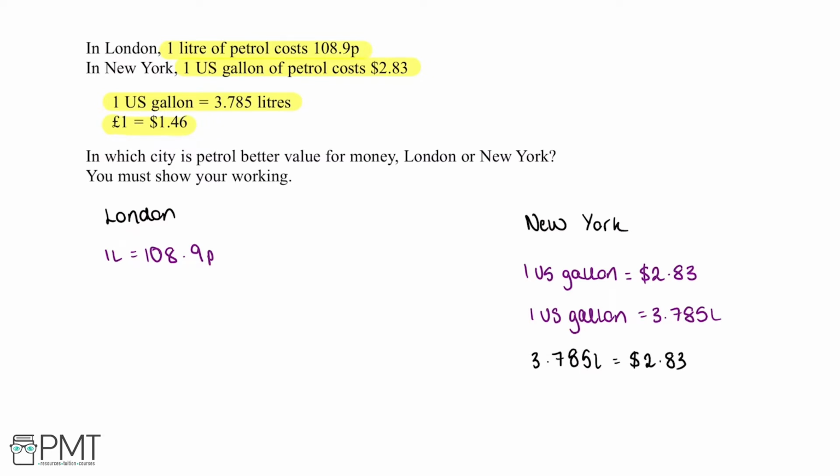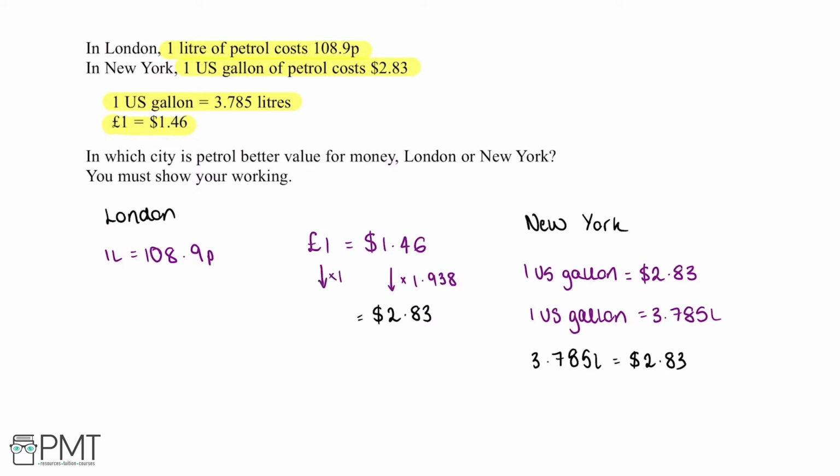Now, as we can see, the prices in London are given in pence. However, the prices in New York are given in dollars. So we're going to want to convert this into pounds and then convert it into pence. So if £1 is equal to $1.46, and we want to work out what $2.83 is equal to, if we do 2.83 divided by 1.46, this gives us an answer of 1.938. So this tells us that in order to get from 1.46 to 2.83, we need to multiply by 1.938.